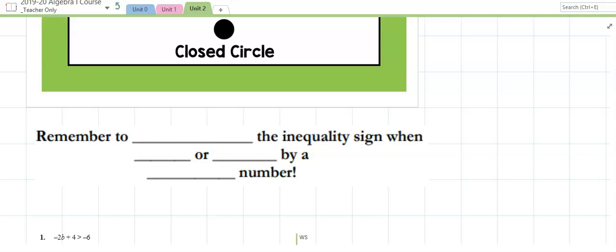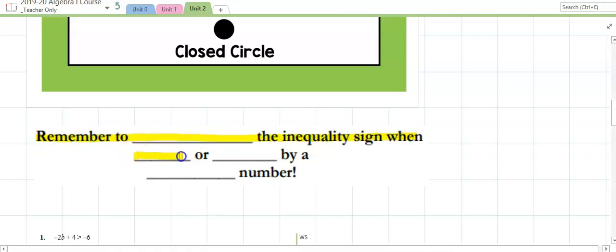You still try to isolate the variable by getting it all by itself on one side of the inequality. There's one special rule, though, that we have to remember, and this is important. You might even want to highlight it. You need to remember to flip or change the inequality sign when you multiply or divide by a negative number.